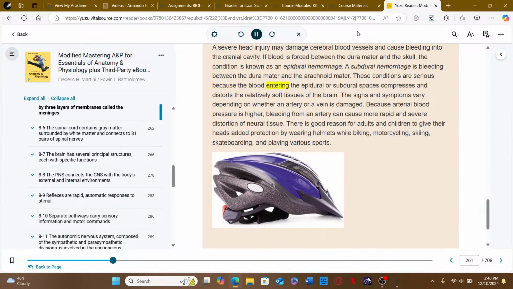These conditions are serious because the blood entering the epidural or subdural spaces compresses and distorts the relatively soft tissues of the brain. The signs and symptoms vary depending on whether an artery or a vein is damaged. Because arterial blood pressure is higher, bleeding from an artery can cause more rapid and severe distortion of neural tissue.